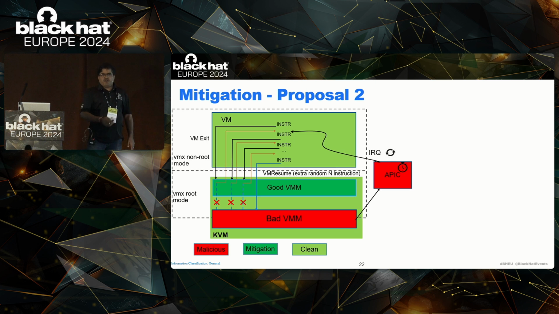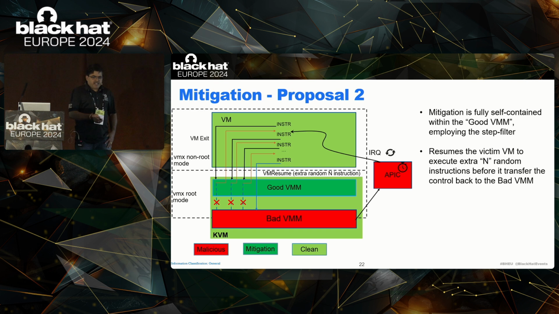And that's when we came out with mitigation proposal 2, where the mitigation was implemented fully self-contained within the good VMM, which eventually became part of the TDX module implementation. And also, because the implementation is inside the good VMM, the attack surface is only restricted to the TDX module. And also scalability is not an issue because the same module will be deployed across any VMs or any platform, so the scalability is also addressed.